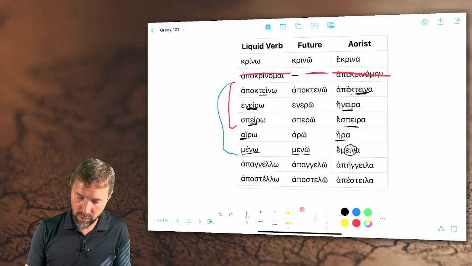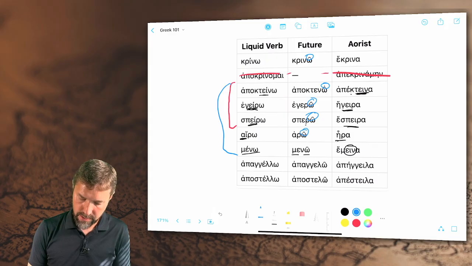Your key for all of that goes, watch for the circumflex, and you'll notice here, all of these futures have the circumflex. Just pay attention to the circumflex and your life will be fine. That's all you need to worry about. Okay, so that's enough with that.